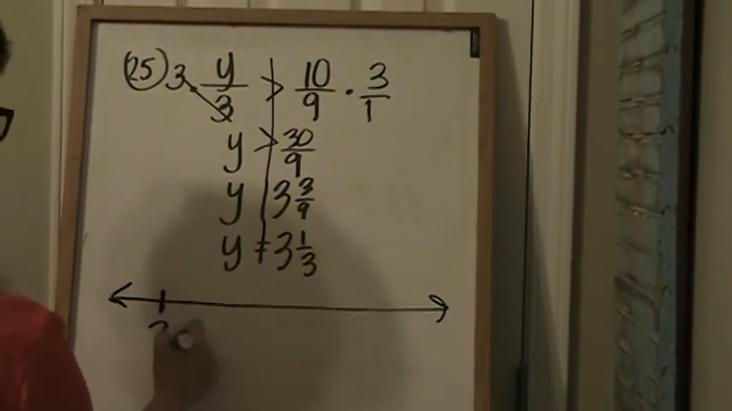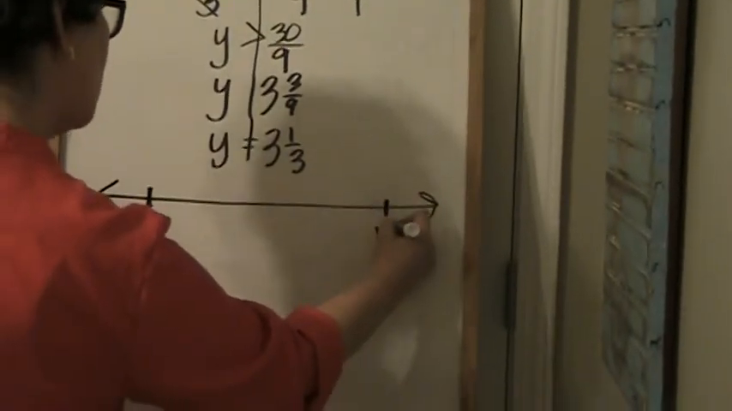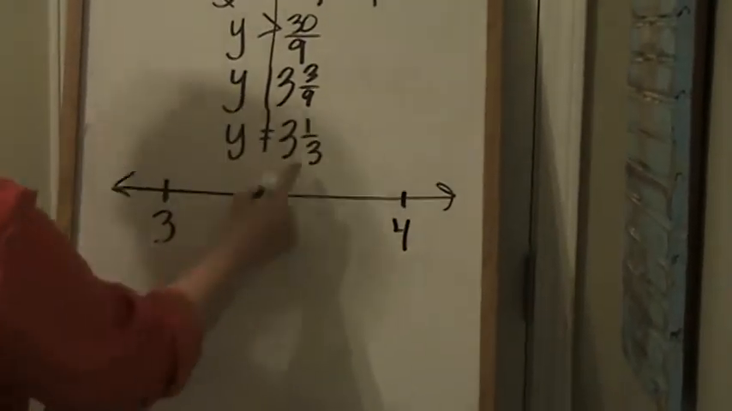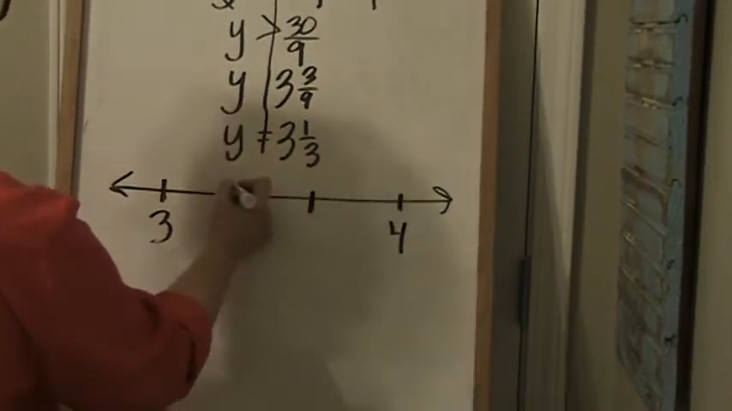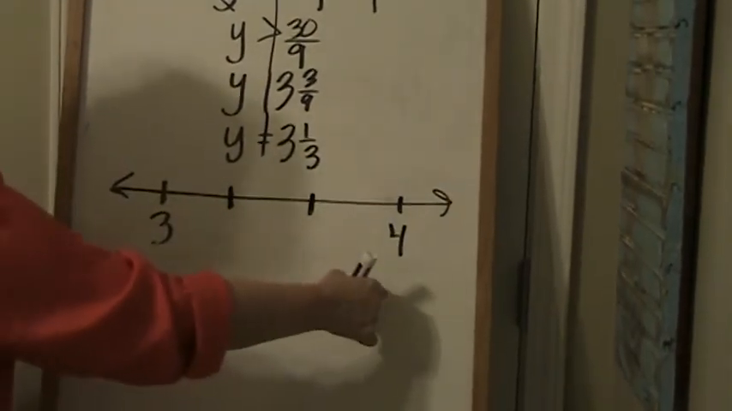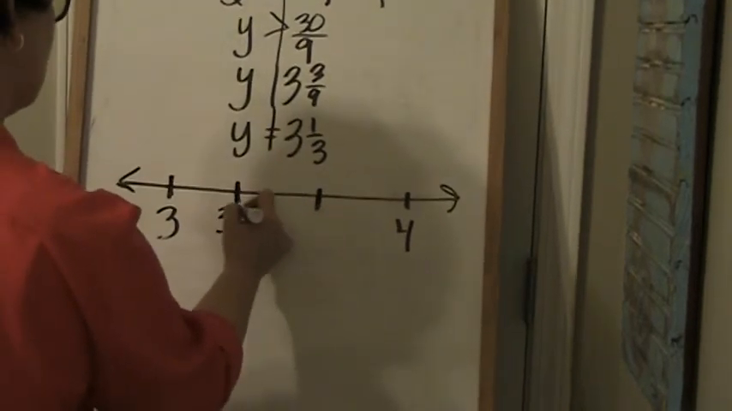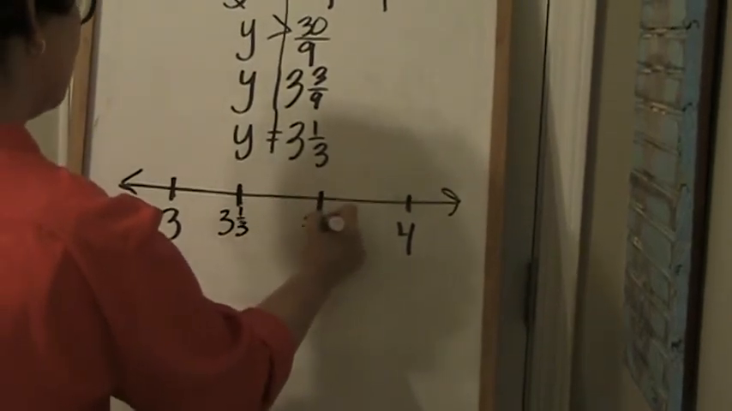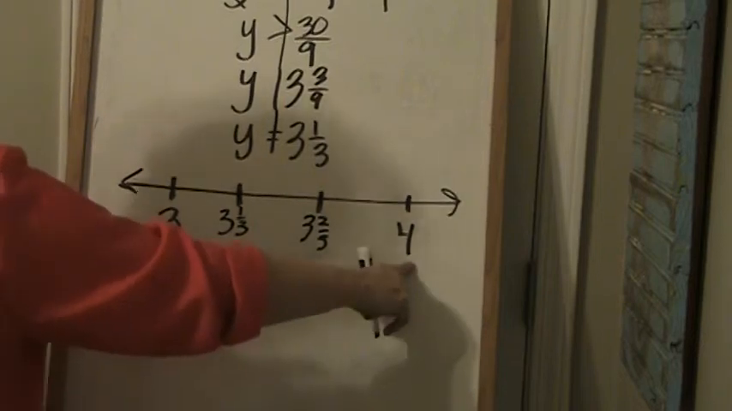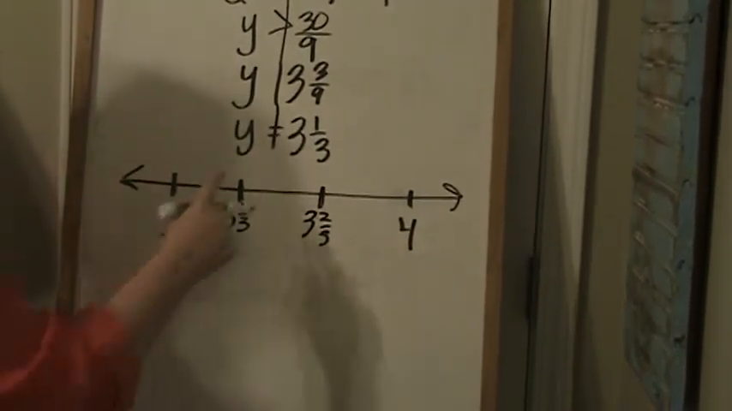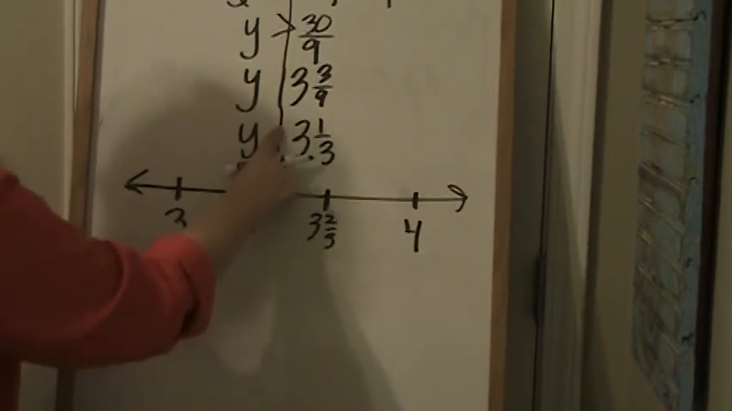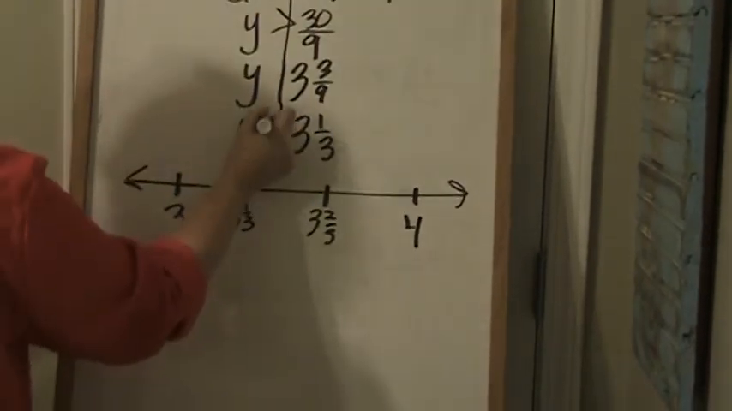Okay, now I'm going to do 3 and 4, and I know that 1/3 is 3 equal sections between 3 and 4. So this is going to be 3 1/3, this is going to be 3 2/3, and 4 is the same thing as 3 3/3. Okay, oops, I used an equal sign. Let me go back up here because it needs to be greater than.